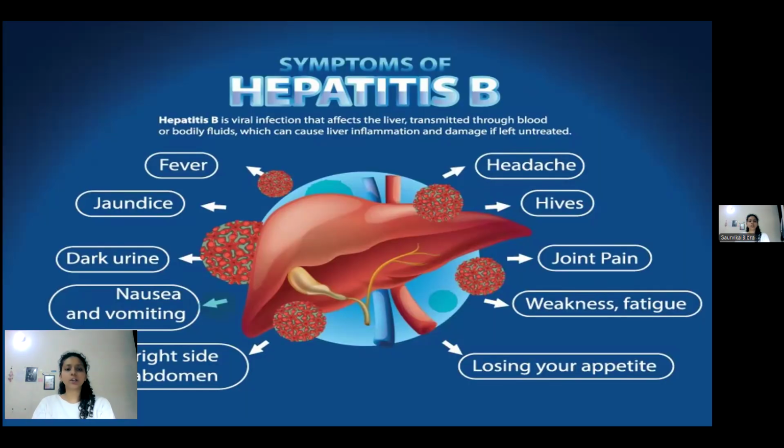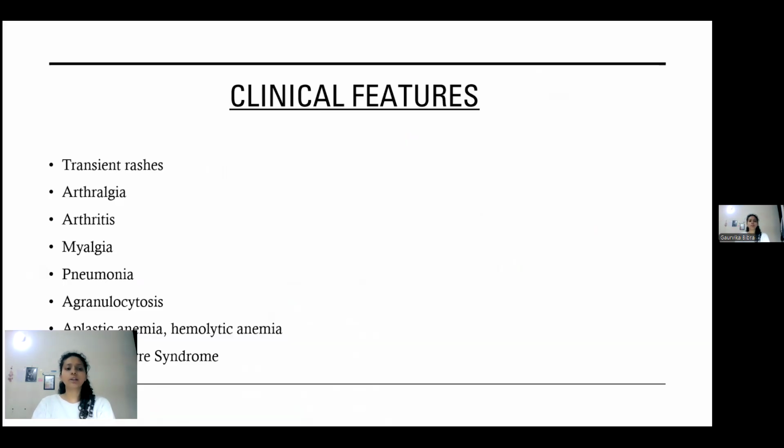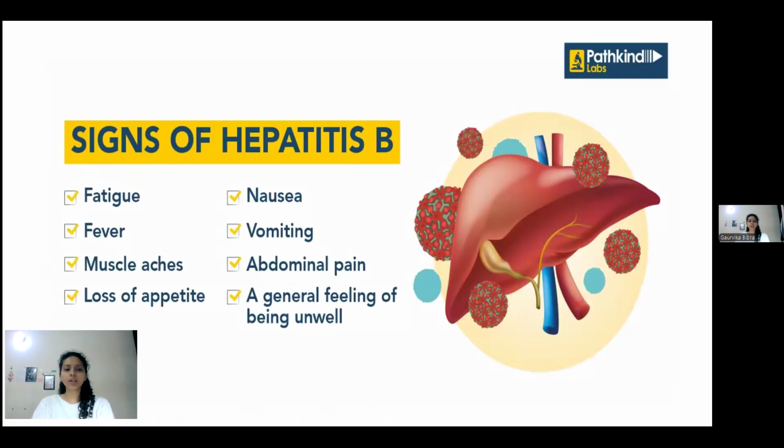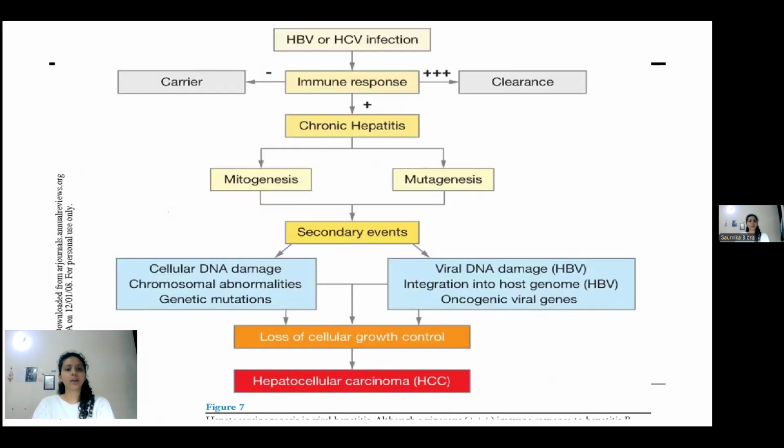Symptoms of hepatitis B include fever, jaundice, dark urine, nausea and vomiting, pain in the right side of the abdomen, headache, hives, joint pain, weakness, fatigue, and loss of appetite. Clinical features include transient rashes, arthralgia, arthritis, myalgia, pneumonia, agranulocytosis, aplastic anemia or hemolytic anemia, and Guillain-Barré syndrome. Signs, as we have already discussed: fatigue, fever, muscle aches, loss of appetite, nausea, vomiting, abdominal pain, a general feeling of being unwell.